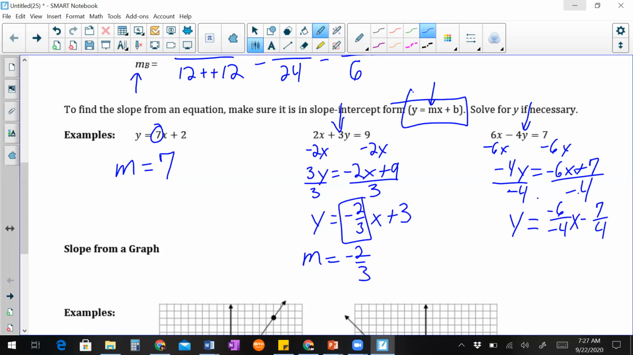Now I need to reduce this term here. All right, number one, I got these two negatives to deal with. A negative divided by a negative is going to give me a positive. And then 6/4. 2 goes into both of them. So this is going to make this 3/2 x minus 7/4. So this is my slope, because it's the number in front of the x, according to our format, m equals 3/2.